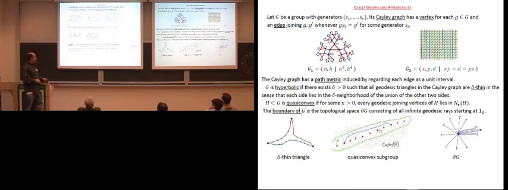Another thing that you have in a word hyperbolic group is a so-called boundary. You start at a point, and you look at all the geodesic rays in the Cayley graph emanating from that point. Two rays are close to each other if they're traveling next to each other for a very long time. That's the way you topologize it.